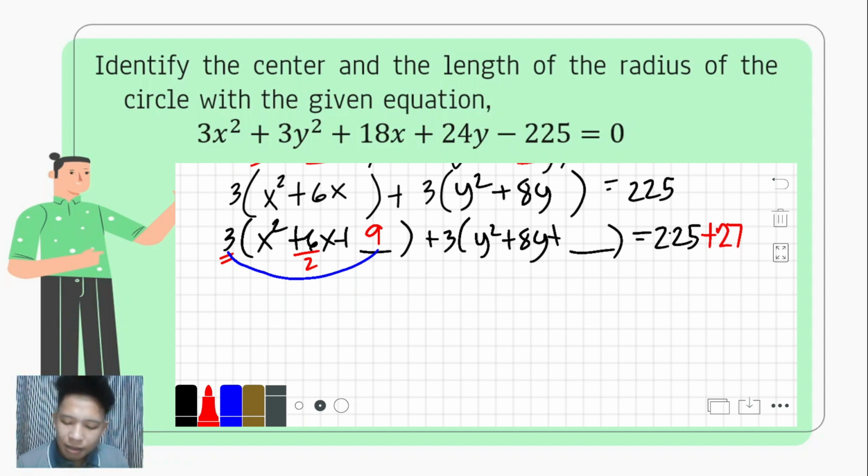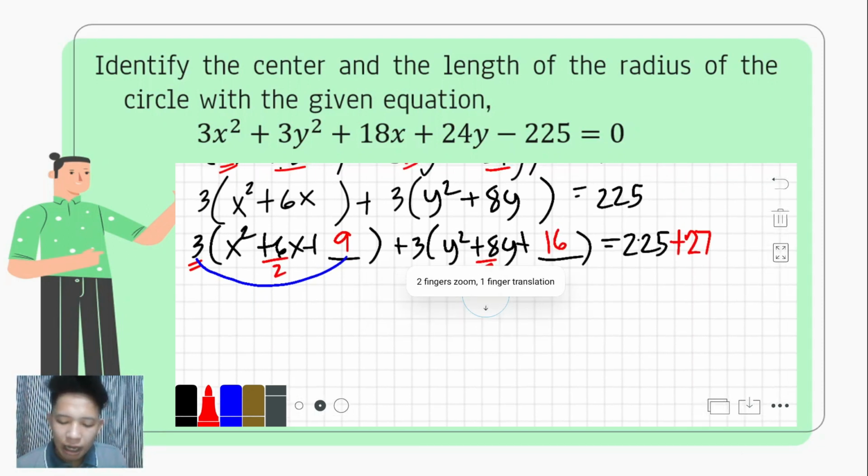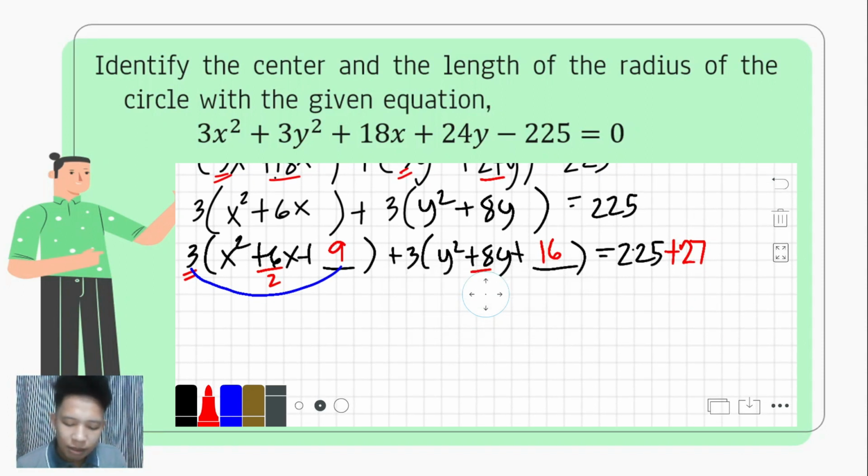And the same thing goes with the other group, that is positive 8 divided by 2, that's positive 4. Then square it, that would be positive 16. And if we are going to add that value on the other side of the equation, we are to multiply 3 with 16. That would be positive 48. Okay?